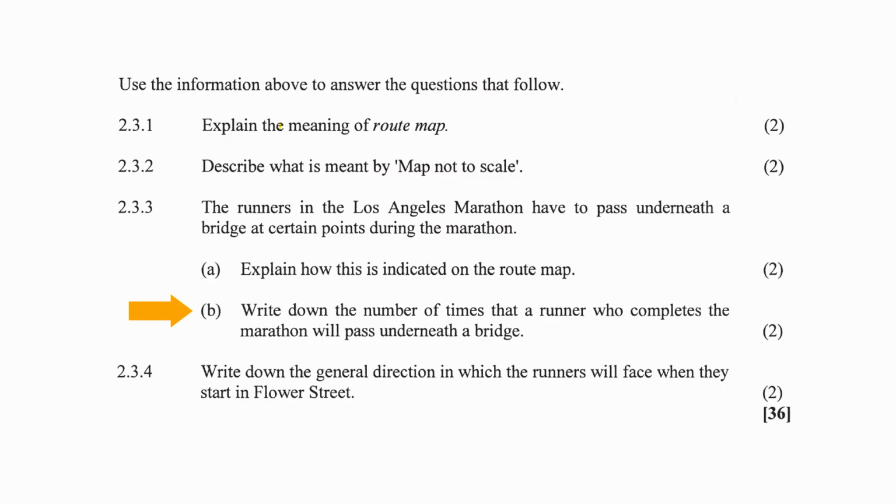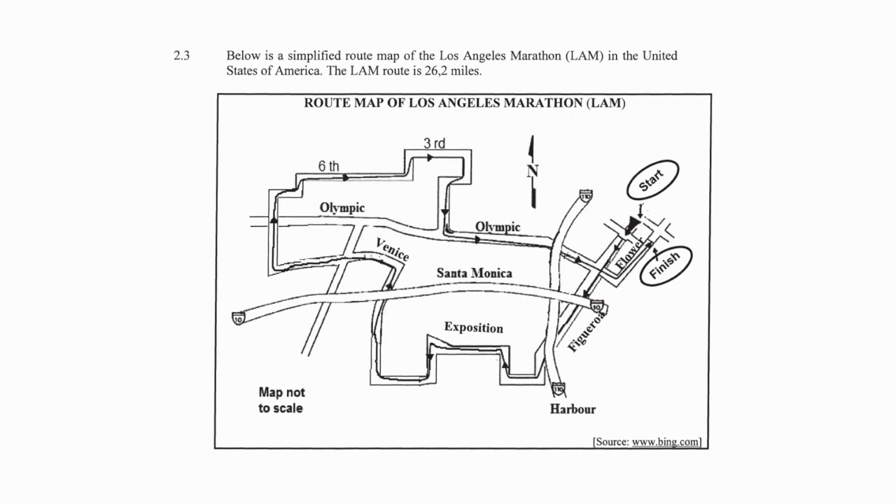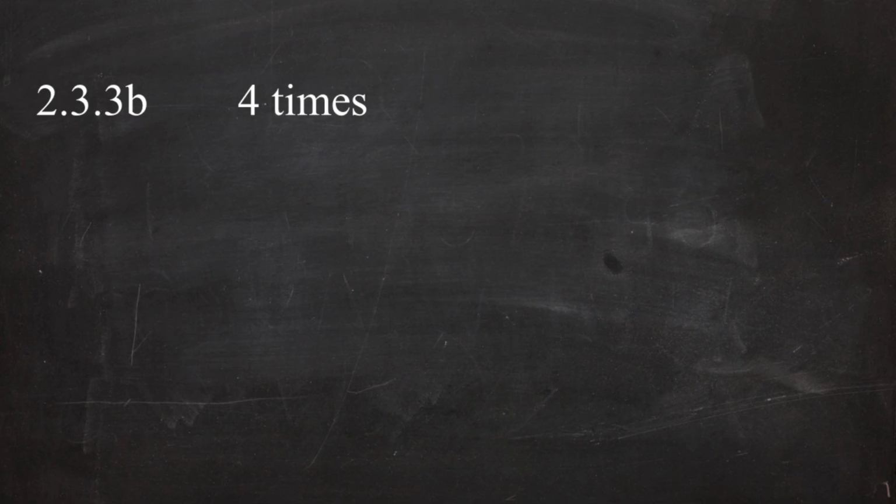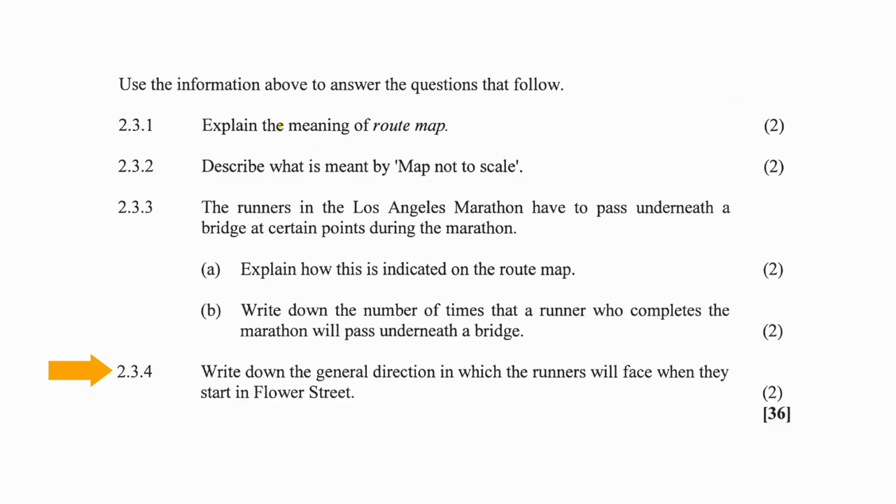In question 2.2.3b, you have to write down the number of times that a runner who completes the marathon will pass underneath a bridge. From the route map, we see that at these locations, a runner will have to pass underneath a bridge. So the number of times that a runner who completes the marathon will pass underneath a bridge is 4.